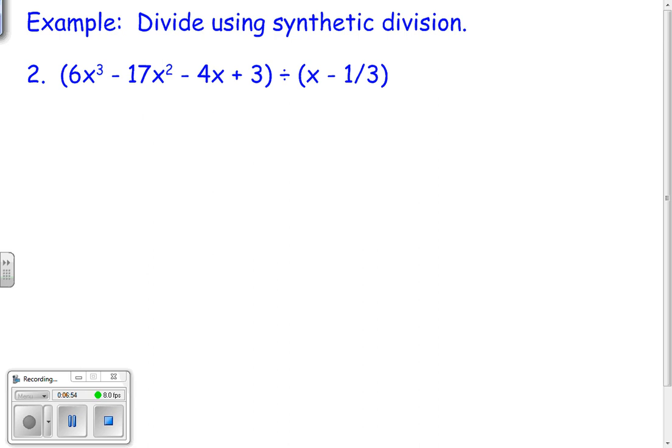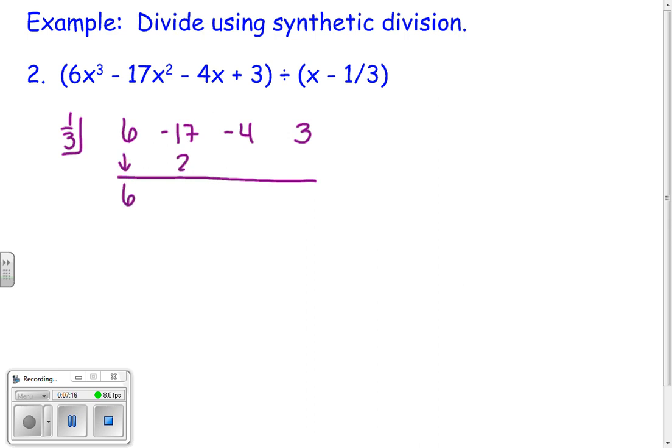Number 2. Number 2 is a cubic. I have the x cubed, the x squared, the x, and the constant, so I'll copy the coefficients. They're 6, negative 17, negative 4, and 3. In the little half box, I'll put a positive 1/3, opposite of the factor. Start by bringing down the 6.